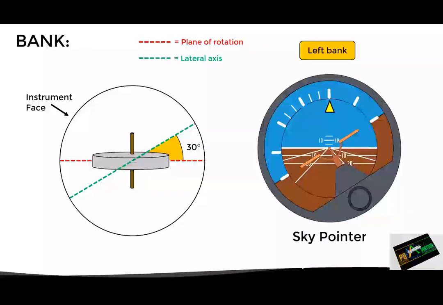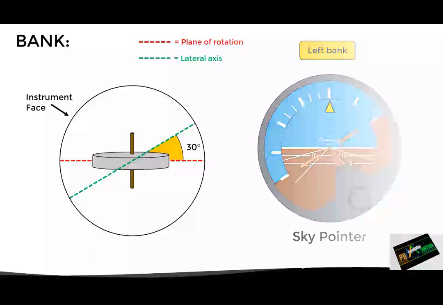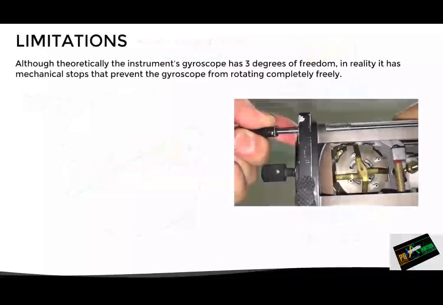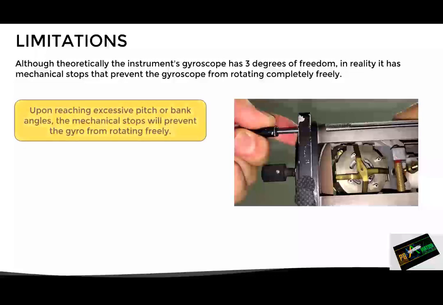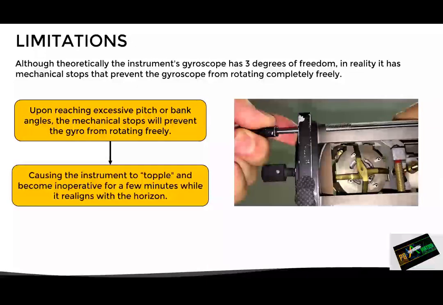Now, although this instrument is very useful for determining pitch and bank attitude quickly and accurately, it has some limitations. And it is that, although theoretically the instrument's gyro has 3 degrees of freedom, in reality it has mechanical stops that prevent the gyro from rotating completely freely. This means that if the aircraft reaches excessive pitch or bank angles, the mechanical stops will prevent the gyro from rotating freely, causing the instrument to topple and become inoperative for a few minutes while it realigns with the horizon.